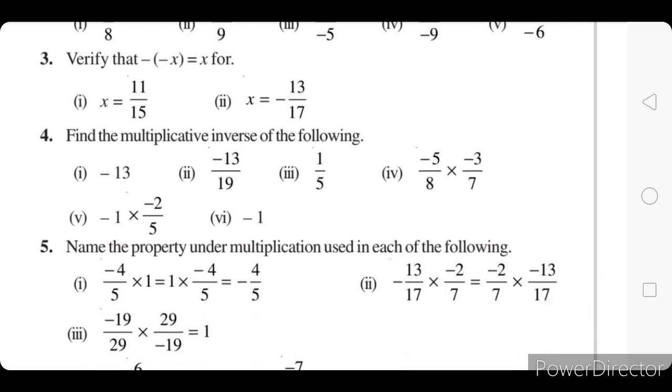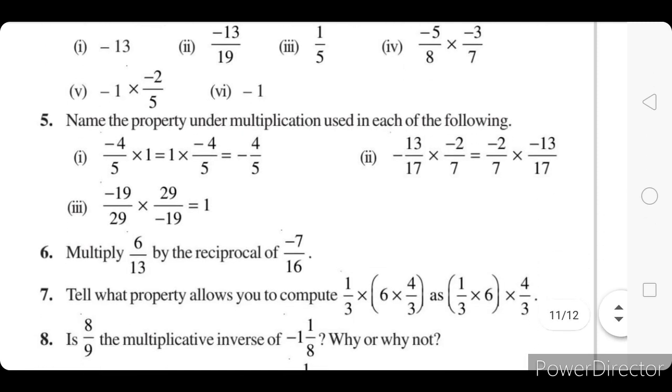You can see here students, reciprocal or multiplicative inverse of 1 upon 5 is 5 upon 1, and in fourth part you can see multiplied number is given here. First you will multiply these, then you will take the multiplicative inverse. In the fifth part also, first multiply, then take the multiplicative inverse. And multiplicative inverse of minus 1 is minus 1 itself. Now in fifth sum you have to tell the property under multiplication. We have done all the properties. You can tally these numbers with those properties and you have to tell which property is used over here.